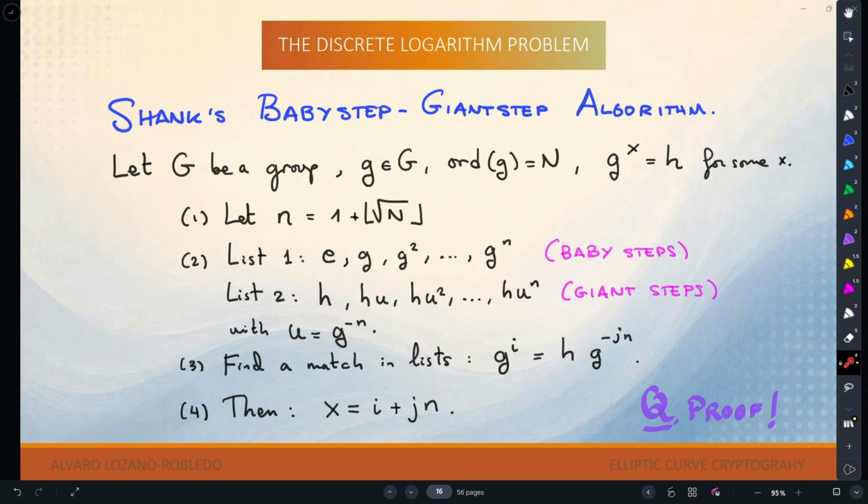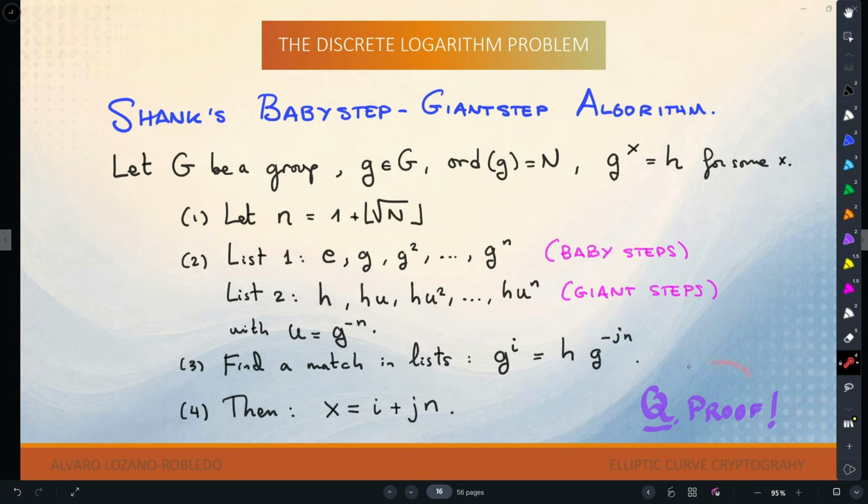In any case, you build this list. These are the baby steps. You build this auxiliary number, and then you build this other list, which are supposed to be the giant steps. So you take h, and h times u, h times u squared, up to h times u to the n. And it turns out the magic of this is that there is a match. If you've gone all the way to n, at some point there is a match.